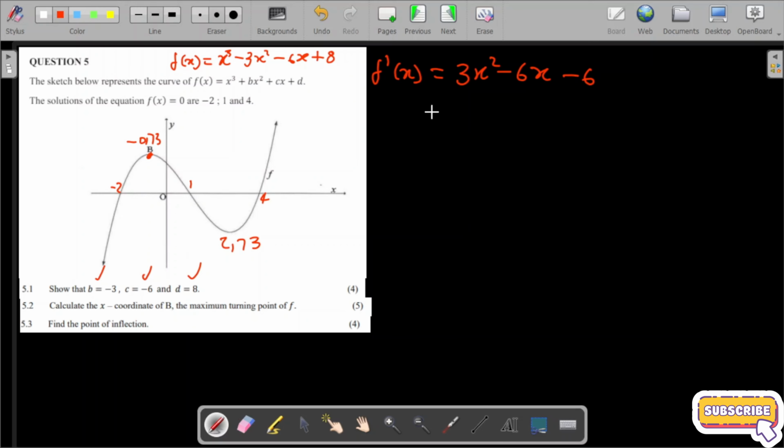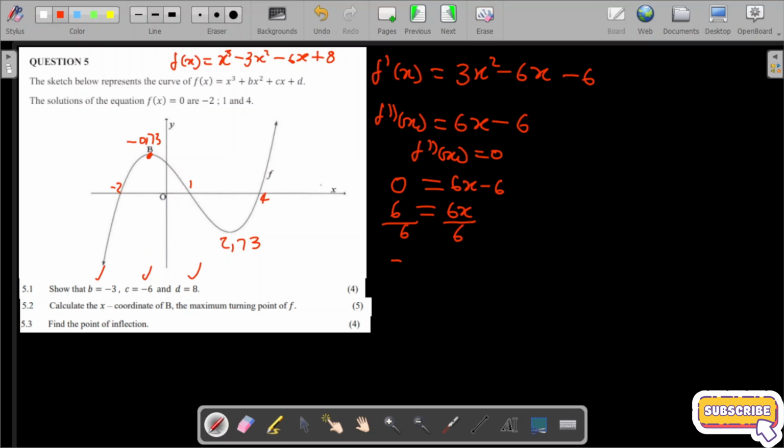5.3, find the point of inflection. How do you find the point of inflection? You must find the second derivative. So the second derivative is going to be 6x minus 6. Then from there, we equate the second derivative to 0. So 0 is equal to 6x minus 6. Take 6 to the other side, it's going to be 6 equals 6x, and then divide by 6. Our x is equal to 1.